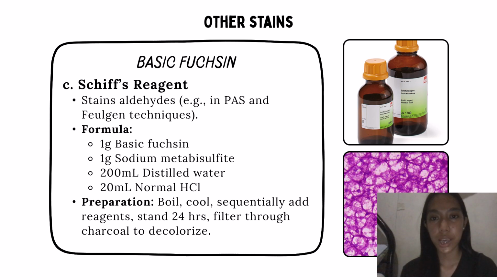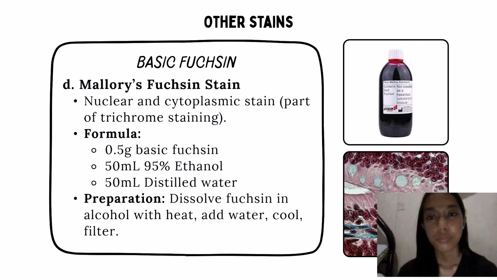Next is the Schiff's reagent, which is used to stain aldehyde in PAS and Feulgen techniques by combining basic fuchsin. So it is composed of 1 gram basic fuchsin, 1 gram sodium metabisulfite, 200 ml distilled water, and 20 ml 1 normal hydrochloric acid. It is boiled, cooled, reagents are added sequentially, left to stand for 24 hours, and filtered through charcoal to decolorize.